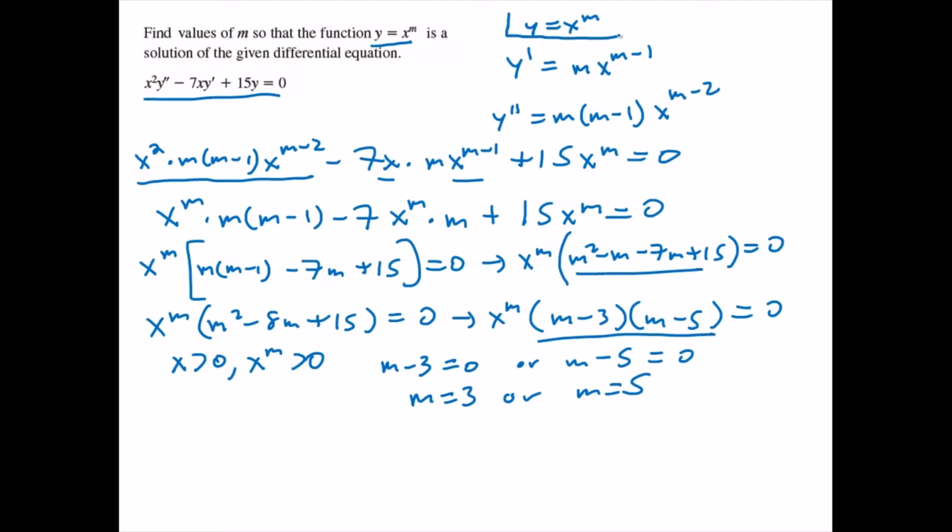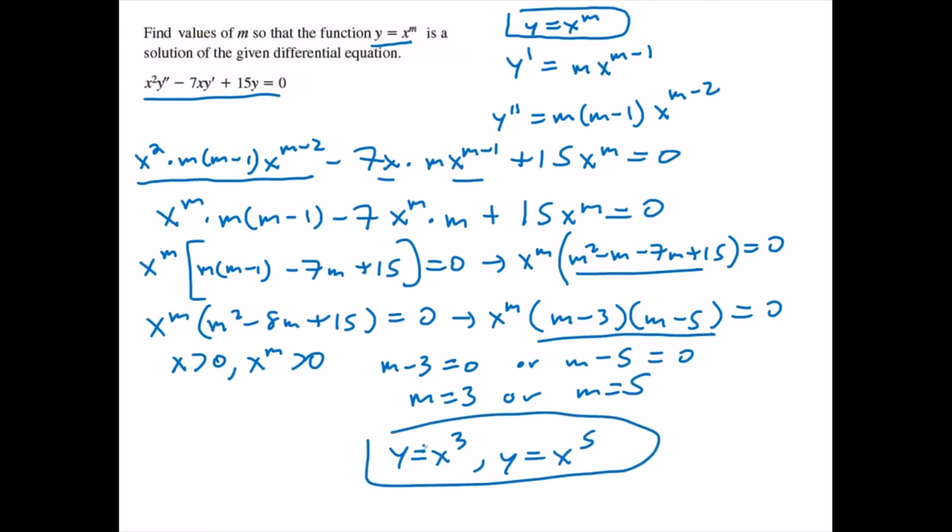telling us that, well, if our solution has the form y equals x to the m, then we'll have solutions y equals x to the third, as well as y equals x to the fifth power. So we've found the values of m so that y equals x to the m is the solution of the given differential equation, and the solutions will be y equals x to the third and y equals x to the fifth.